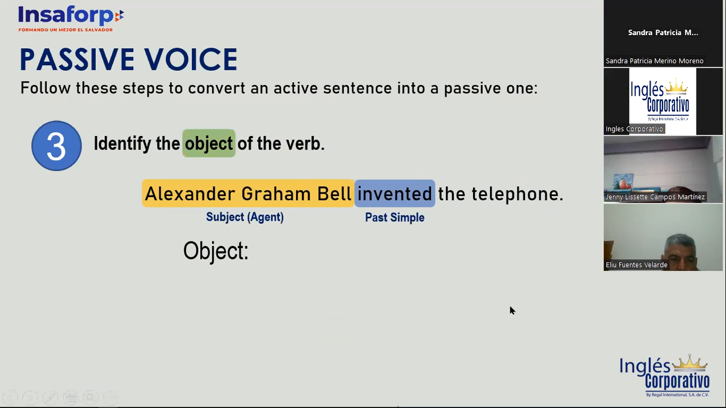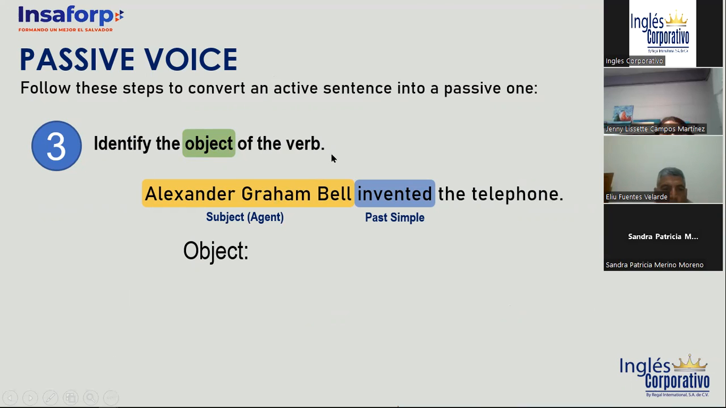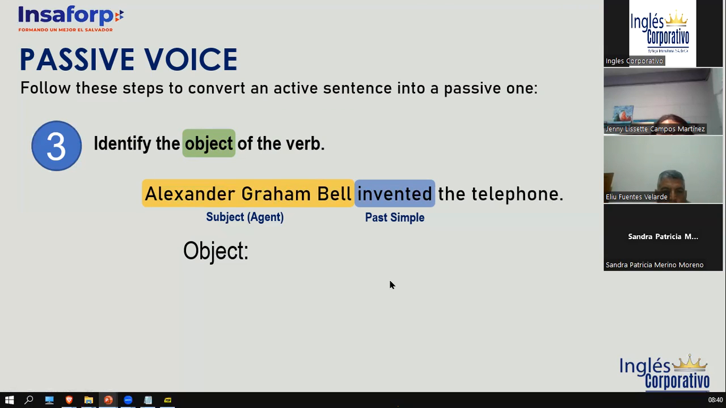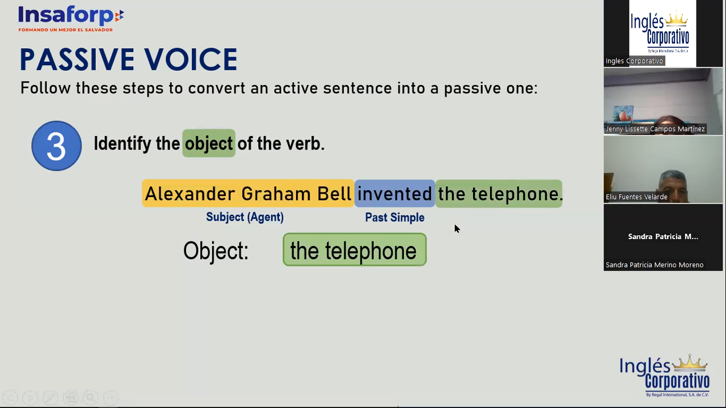Yes, that is the object, right? So we need to identify the object. Okay, excellent. Identify the object of the verb, right? So the object is... The telephone. The telephone, that is correct. So that is the third step, to identify the object of the verb.